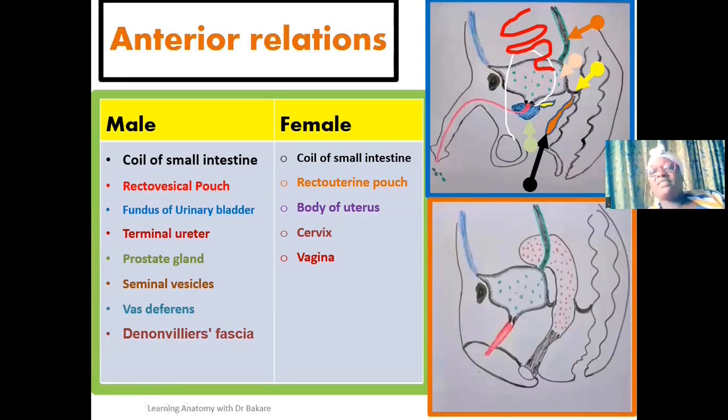So going further on the female, because we have different structures that will be relating anteriorly to the rectum in female. So one of the structures, the coils of the small intestine, just as we have in the male, and this is highlighted in red. Then we have the rectouterine pouch, which is the anterior reflection of peritoneum that connects the rectum with the uterus. And this is what is arrowed here in blue.